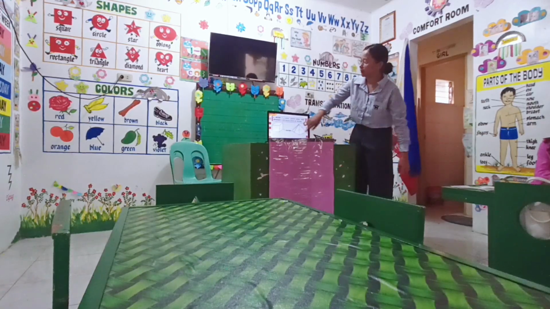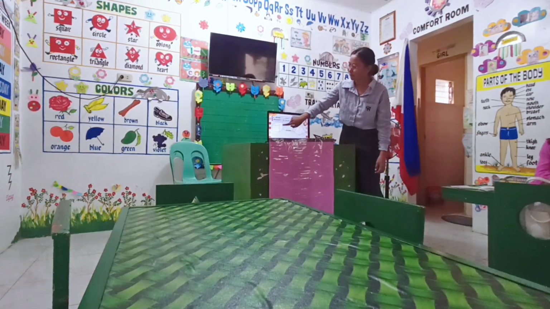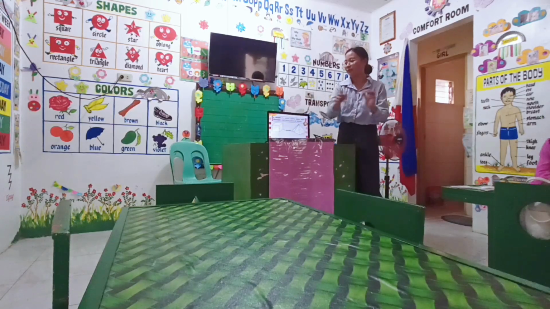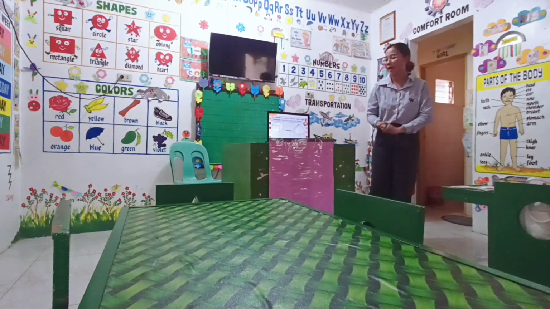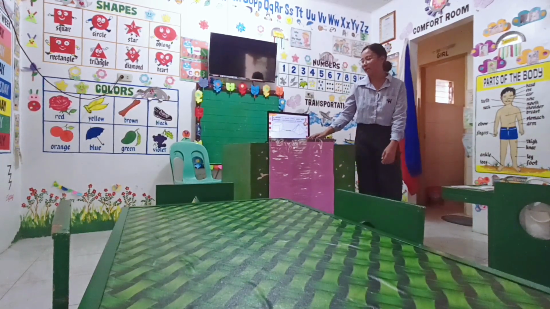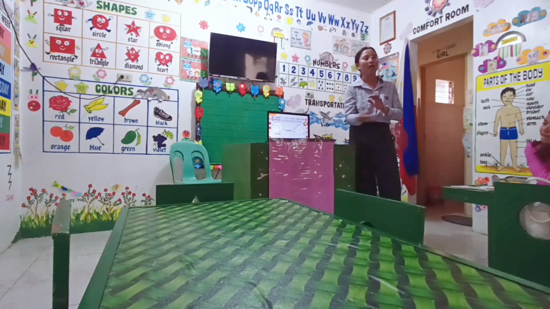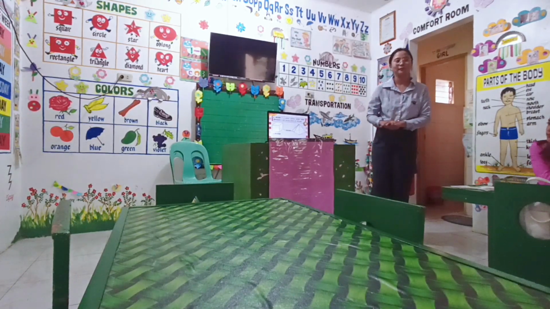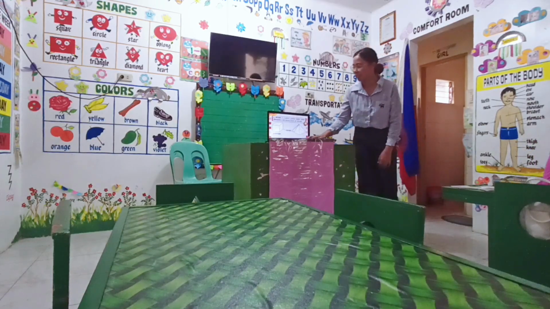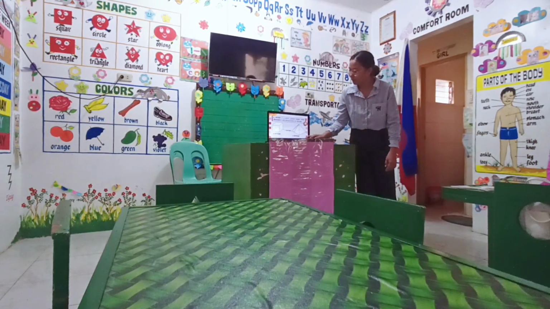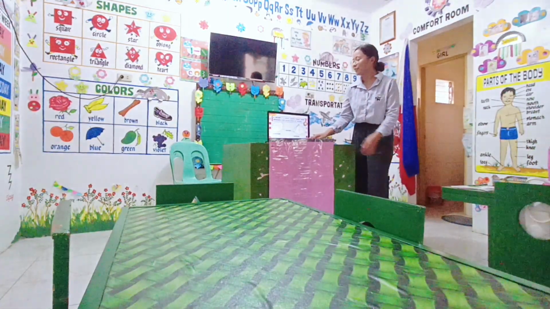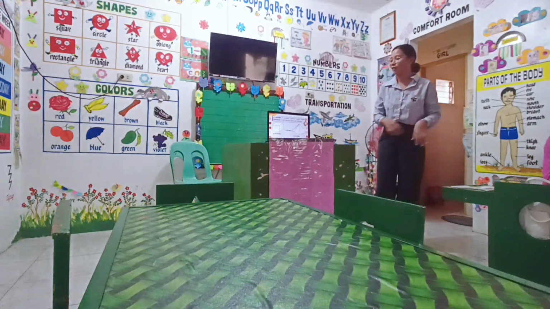Okay, let's count. 1, 2, 3, 4, 5, 6, 7, 8. How many vertices does a cube have? 8. Okay, so the cube has 8 vertices. How about the pyramid? Let's see. 1, 2, 3, 4, 5. So the pyramid has 5 vertices.